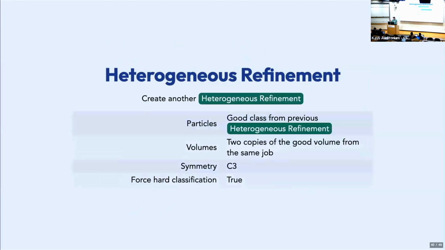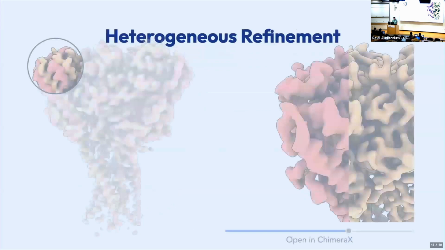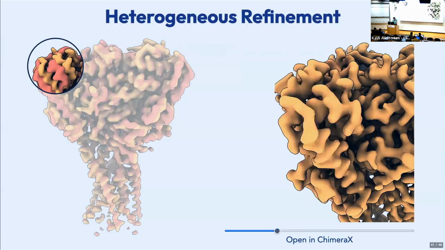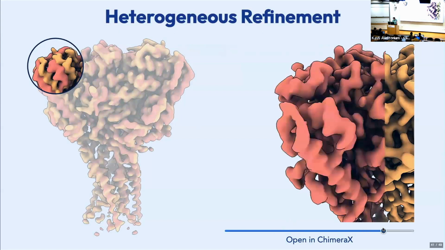So we're just going to repeat that exact same job again, take only the good class from the previous heterogeneous refinement. And now we see what we expected. I'm showing you the same thing here, where red is my putative apo map, and yellow is the ligand-bound map. Again, we see a nice movement of the thumb up there. But if we look down here, the yellow map has really nice FMRFA density here, and the thumb looks really beautiful. And the same thing is true of our apo map, okay?